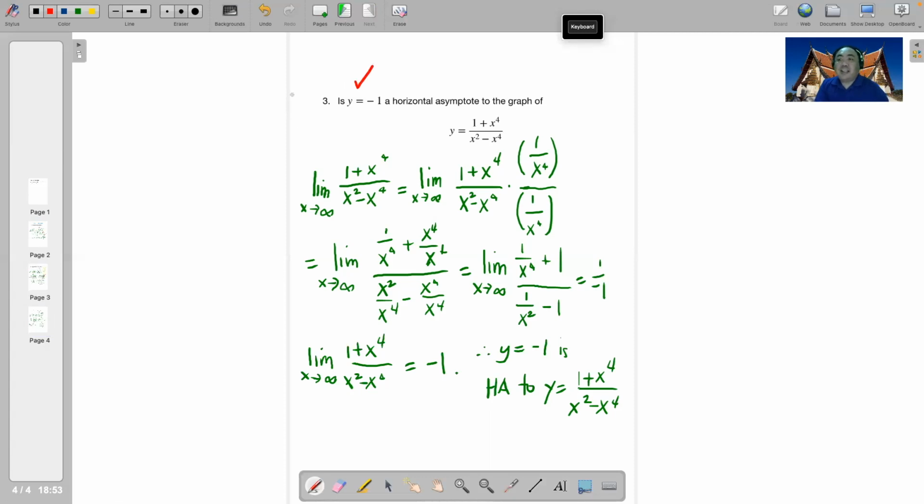Again, I leave it to you at home to practice. Why don't you try checking if you can arrive at the same conclusion if you evaluate instead the limit of this function as x approaches negative infinity.